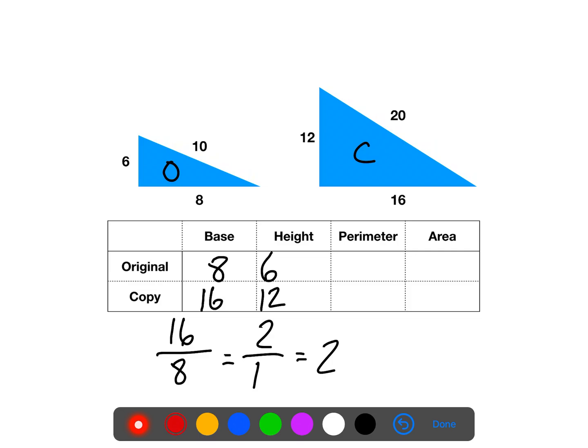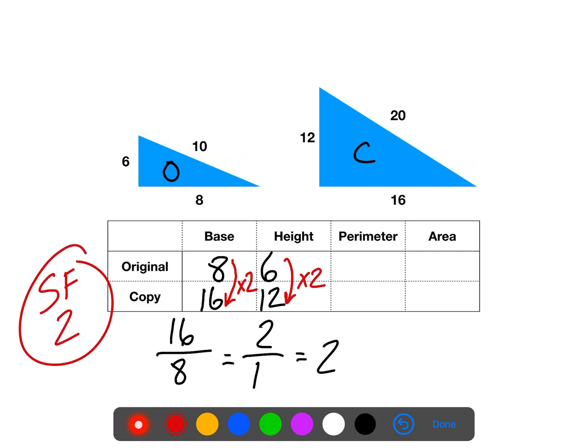So I can multiply by 2 to turn my original base into my scaled copy base. Then I'm going to check and see if that same scale factor works with the height. And it does. 6 times 2 is 12. So that would confirm that we have a scale factor of 2.